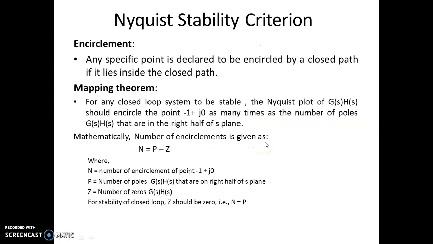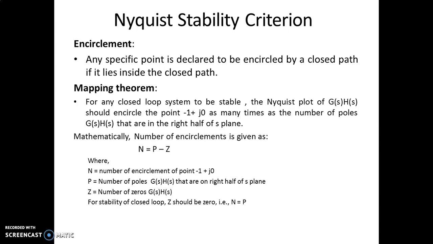The encirclement of the origin by the F of S plane contour is known as the principle of argument. The next point is encirclement, because this is very important for finding the stability. Any specific point is declared to be encircled by a closed path if it lies inside the closed path. If the point -1 plus j0 is inside that closed path, then based on that you can count the number of encirclements, whether in the clockwise or anti-clockwise direction.